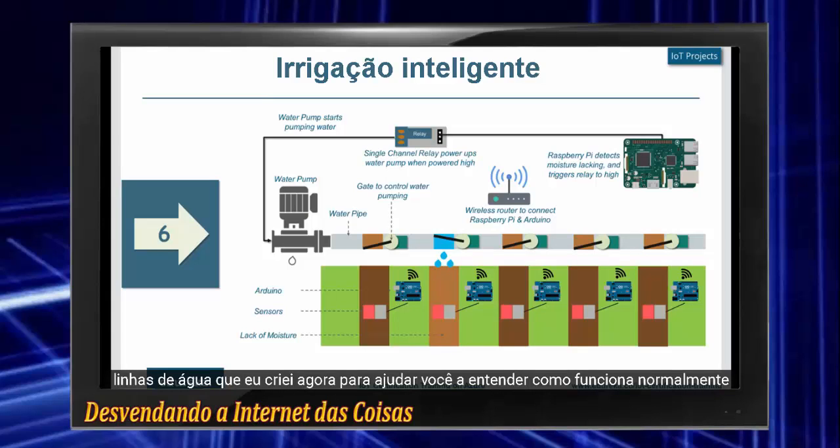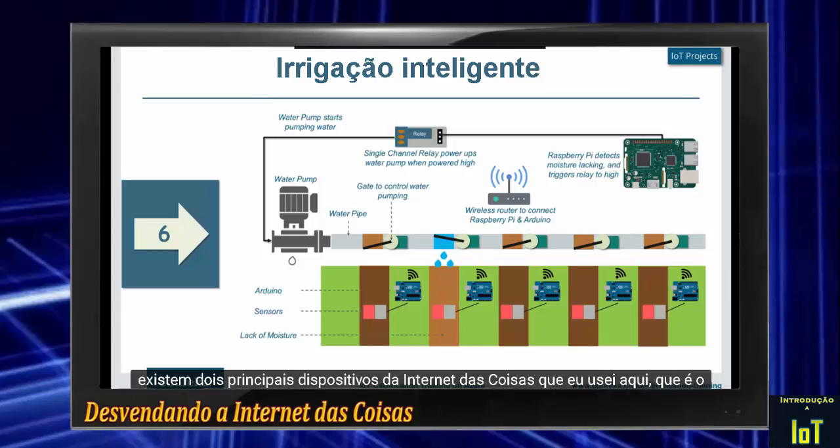Now to help you understand how it works, usually there are two main Internet of Things devices that are used here, which is the Arduino board and the Raspberry Pi. Your Raspberry Pi becomes the main processing unit, and I place an Arduino board for each of my water channels. These Arduino boards themselves are connected to multiple sensors which are part of this water channel. So what these sensors do is that they check the moisture present in these lanes as such. So let's say a specific lane does not meet the minimum required moisture, then what it would do is that it would send a signal to the Raspberry Pi.